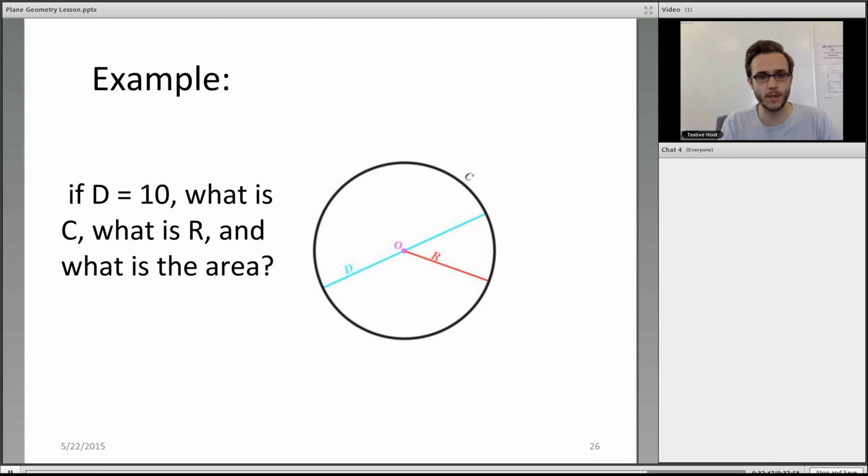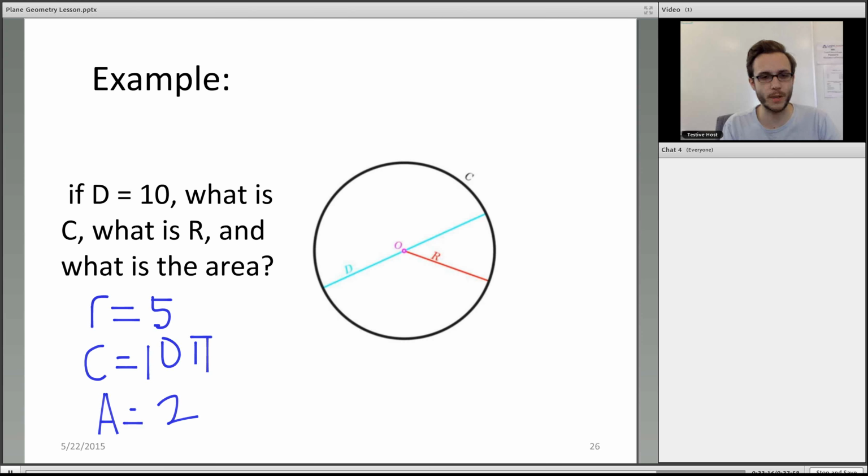The radius is going to be, well, I guess actually these are in a nice little order for us here, but let's start by getting the radius. If diameter is 10, then the radius is equal to 5. Circumference is 2 pi r, which is just the same as pi times the diameter. So that's just 10 pi. And area is pi r squared, so we know that area is 25 pi because 5 squared is 25.